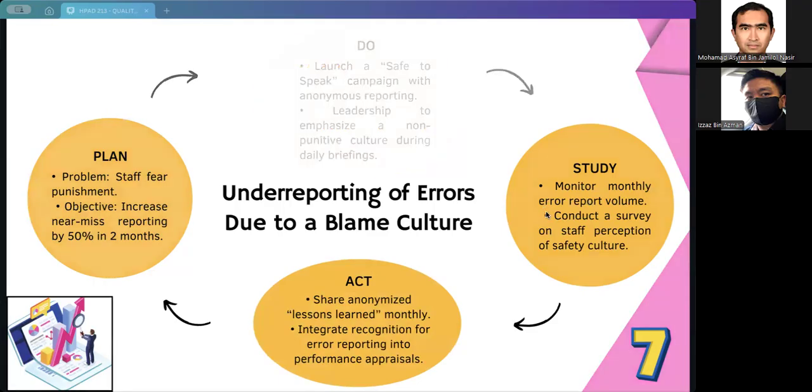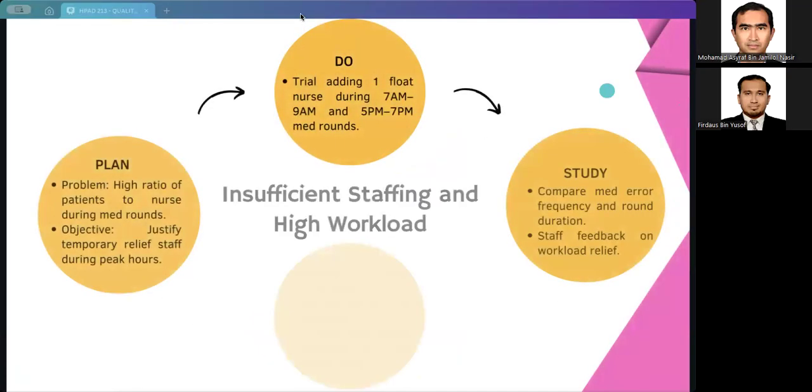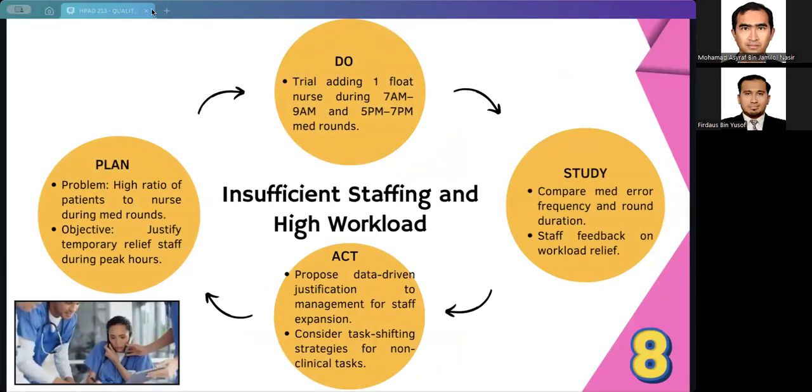Thank you. Okay, thank you very much, Dr. Asyraf. To continue, let's shift our focus to the issues of patient staffing and high workload. We face a significant challenge with a high ratio of patients to nurses during medication round. Our objective here is to justify the need for temporary relief staff, particularly during peak hours.